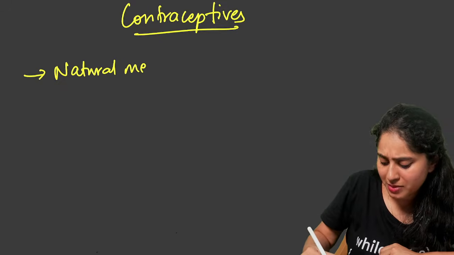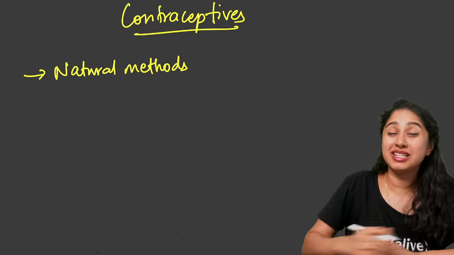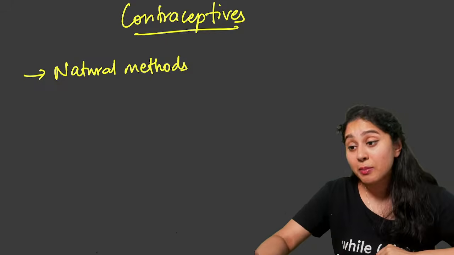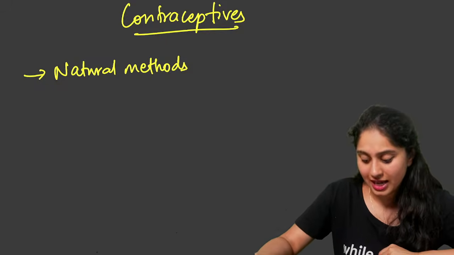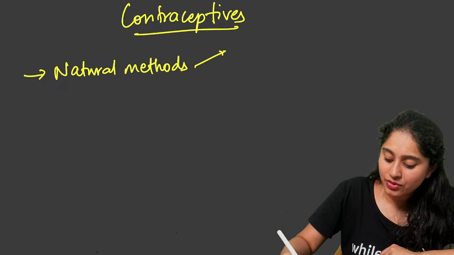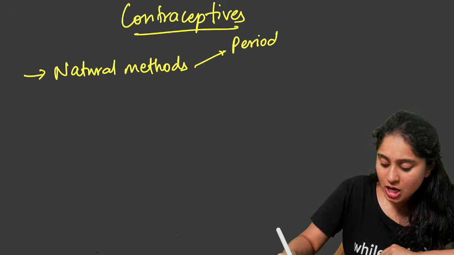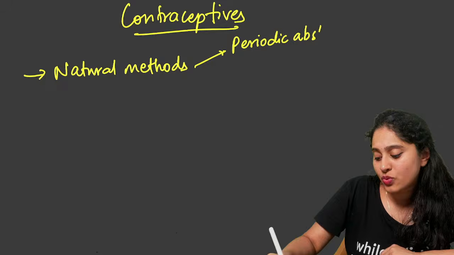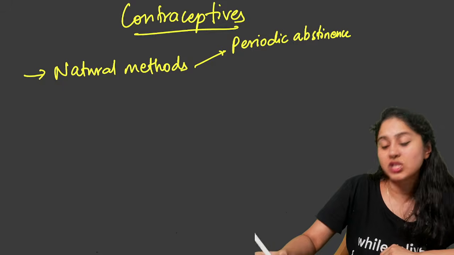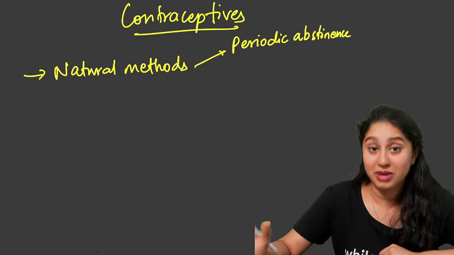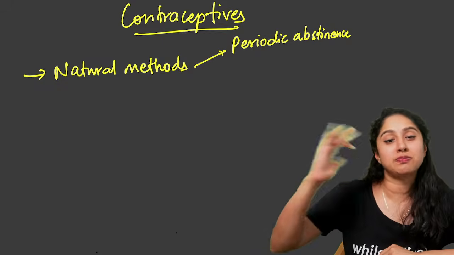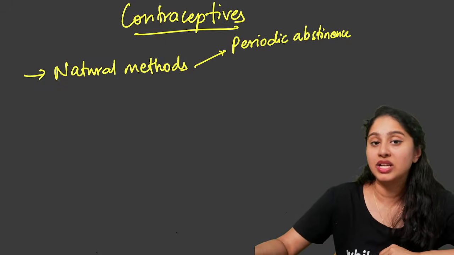Natural methods are very effective in terms of not having any side effects, but unfortunately the rate of failure is very high. Firstly we have periodic abstinence. Periodic abstinence is where there is no intercourse between 10 to 17 days of the menstrual cycle, because that is the expected fertile window where ovulation might take place.